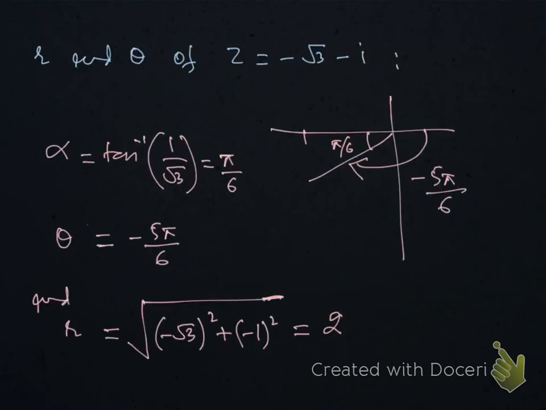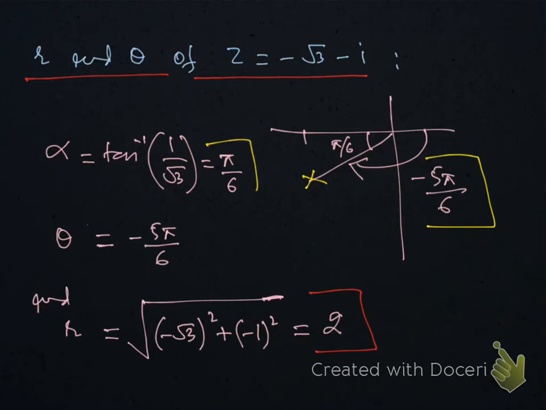For r and theta of this complex number, you know how to get r and how to get theta. r is the modulus, which is very simple. The modulus of this complex number is 2, whereas the argument, now this is very important, since this complex number is in the third quadrant, must be minus 5 pi by 6, because alpha is pi by 6. Minus is because we work in the clockwise direction since the complex number is in the third quadrant. This is the way to get the value of theta.